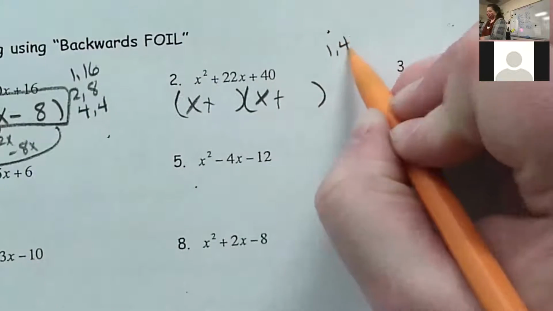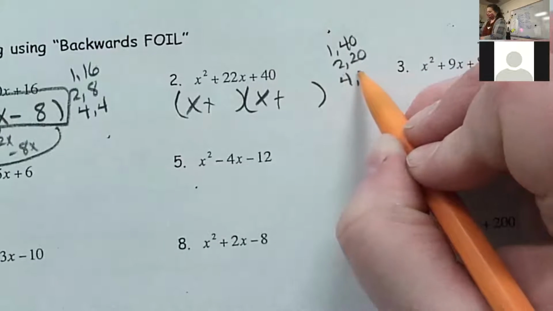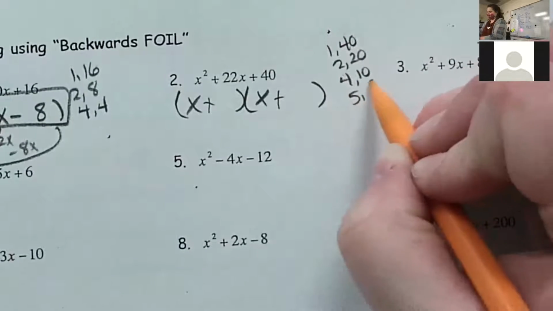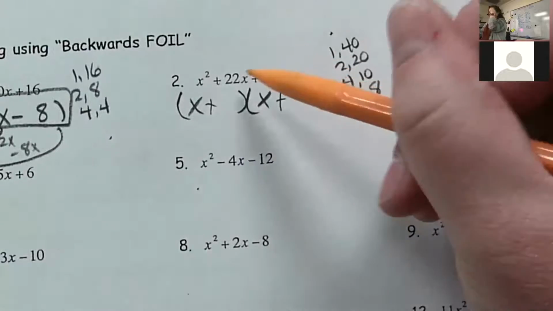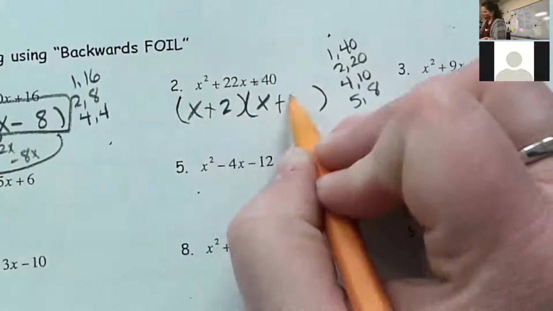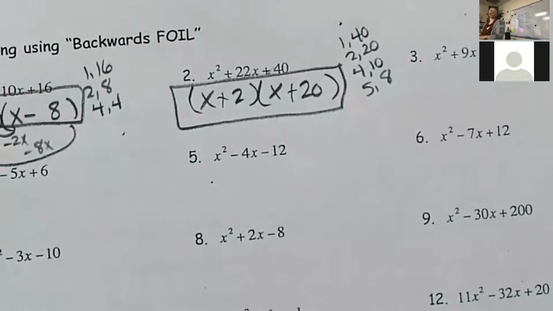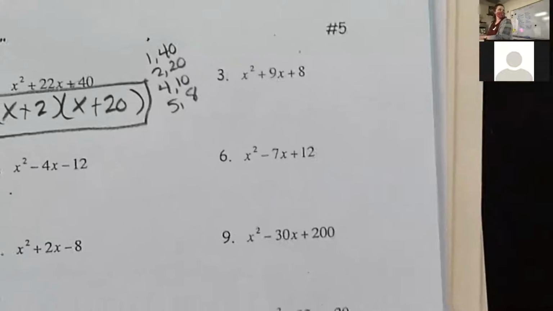Factors of 40, 1 and 40, 2 and 20, 4 and 10, 5 and 8. Think adding because this sign's a plus. 2 and 20. 2 and 20 are going to get you to 22. Boom. Next.